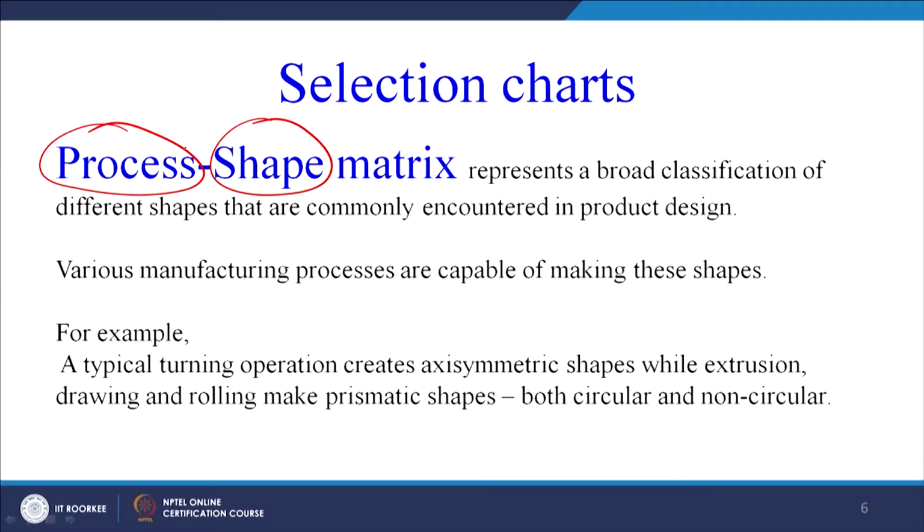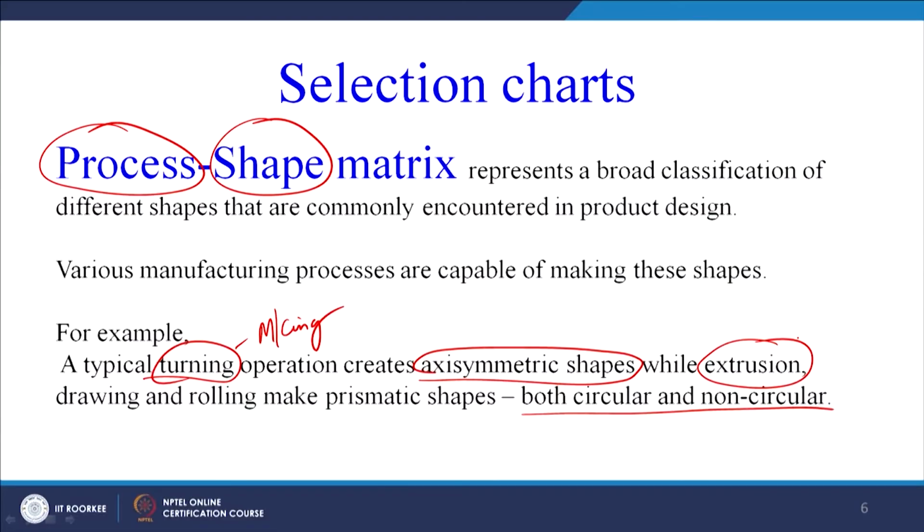So here the process shape matrix, similar to the previous case, only indicates an interrelationship between the various processes and the shapes they can process. It represents a broad classification of the different shapes that are commonly encountered in product design. Various manufacturing processes are capable of making these shapes. For example, a typical turning operation, which is one form of machining operation, creates axisymmetric shapes, while extrusion, drawing and rolling make prismatic shapes, both circular and non-circular. So two processes are listed, turning, which is an example of machining, and extrusion, and two different shapes are mentioned, axisymmetric and prismatic. So this can be put in the form of a matrix.